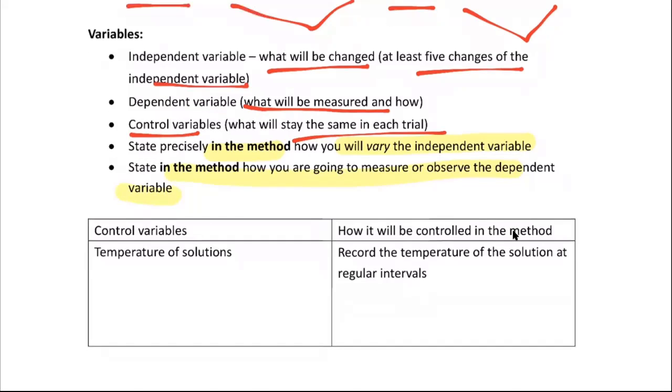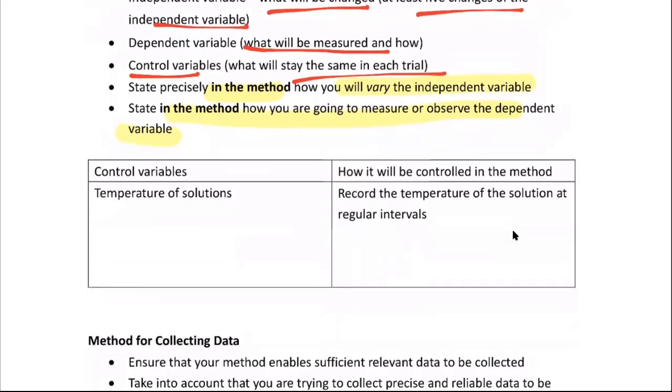So here's an example. You could do it in a table like this. You could be very specific for all your control variables, because you want to state how you're controlling all the other variables. So for example, if I want to control the temperature, then I need to say something like, I want to record the temperature at regular intervals. That way I'm monitoring it so that I know it's not changing. Okay.